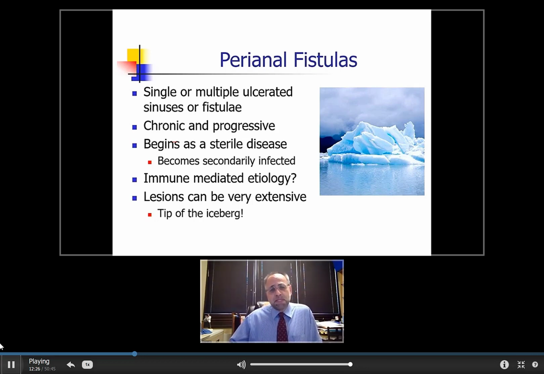And the reason why I have this picture of the iceberg here is because what we see on the surface, these open draining tracts and fistulas, is really the tip of the iceberg, because what we see underneath the skin in the deeper tissues around the rectum are very, very large, thickened, scarred areas with open draining tracts. And so when we used to do surgery on these all the time, we had a good appreciation for just how extensive these lesions actually are. But the small fistulas that you may see on the surface of the skin are much, much larger draining tracts and lesions underneath the skin.